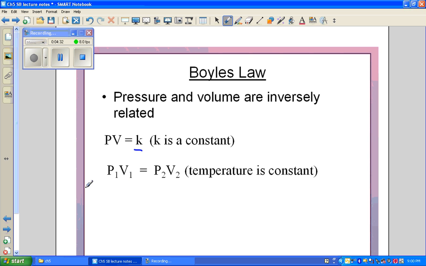One thing that you need to make sure is also held constant is the number of gas particles. So the number of gas particles is going to be held constant.